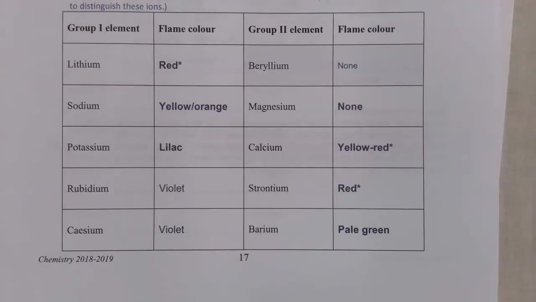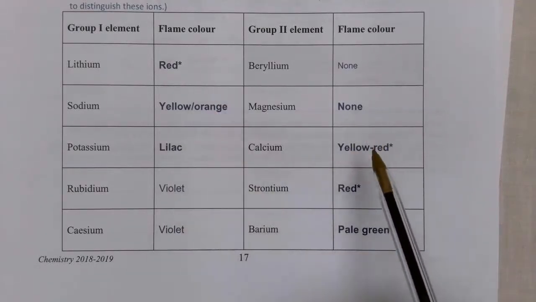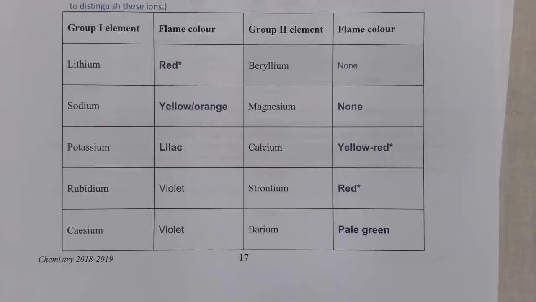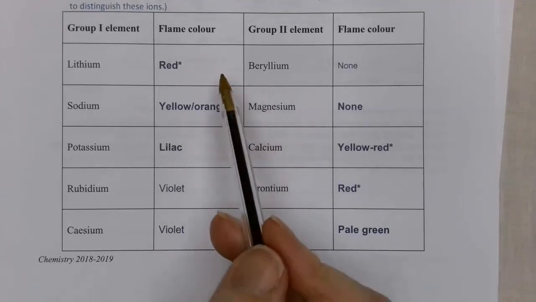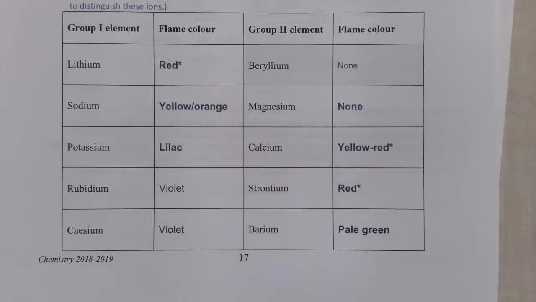So here are the accepted colours for the flame tests. And you need to learn them. Now the ones in bold are the ones you need to know for your exam. We have put just a few extra in there like rubidium and cesium. Now there are 3 flame colours which are reds or yellow reds. So that would be lithium, calcium and strontium.